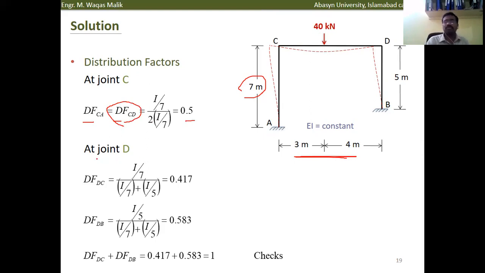Then we have to find the value of the distribution factor at joint B. For the distribution factor D to C, it will be 1 by I over 7 plus inertia of 5, because this member D to B has a span length of 5 meters, and this value comes out to be 0.417. Similarly, for D to B, this value becomes 0.583, and if we sum up these values, 0.417 plus 0.583 is equal to 1 as well. At joint C, both values are equal to 0.5, so 0.5 plus 0.5 is again equal to 1.